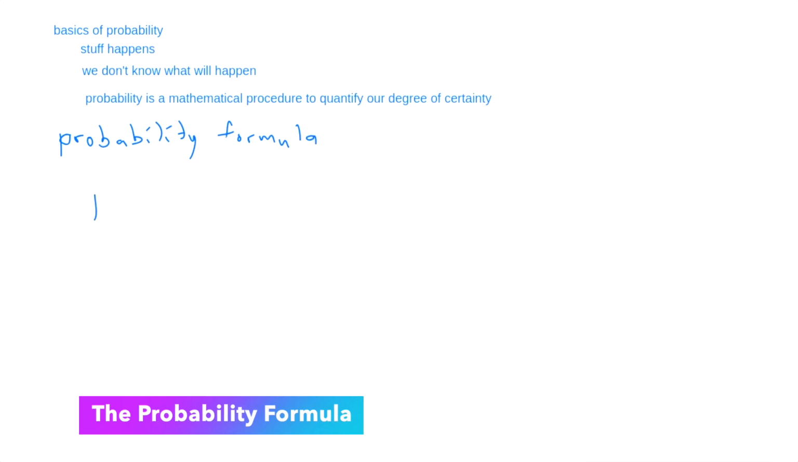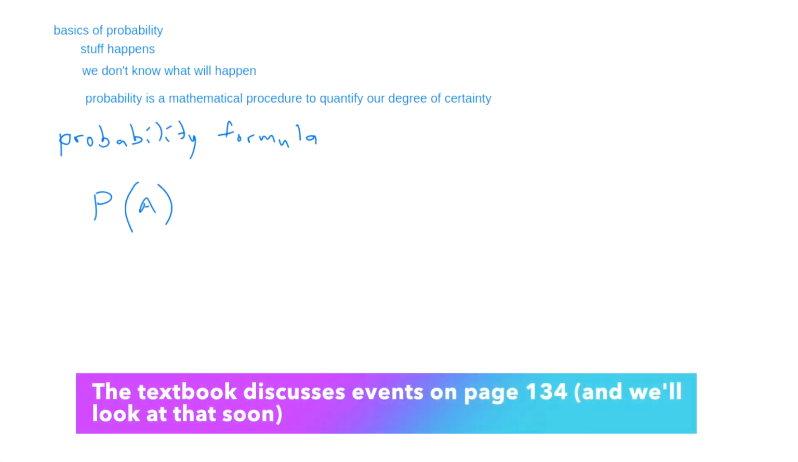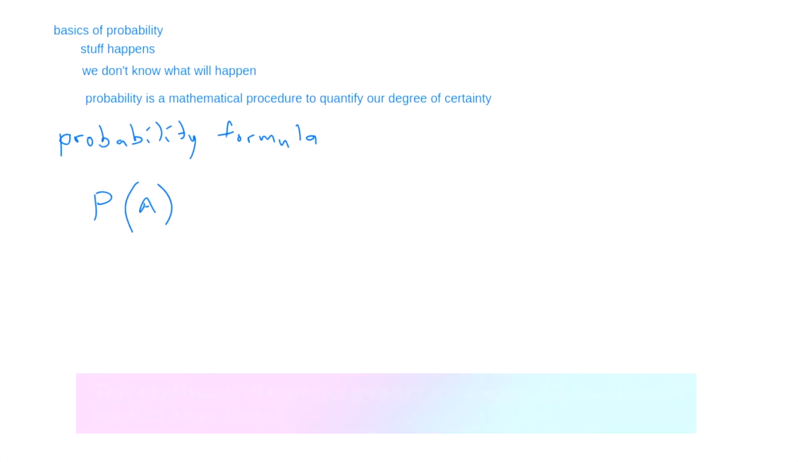P of A, and you say, wait, I don't know what A is. So the book, on page 134, and we'll look at this in a minute, but I'll just give you the basics. They talk about events and outcomes and sample spaces and simple events. The idea is that stuff happens, and A is something that happens.